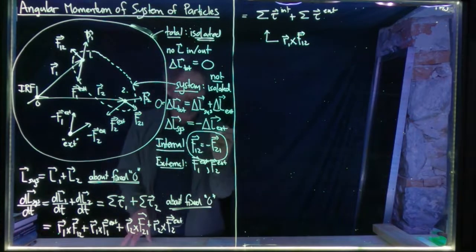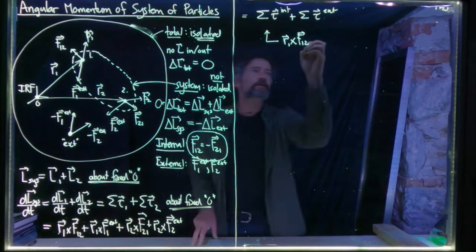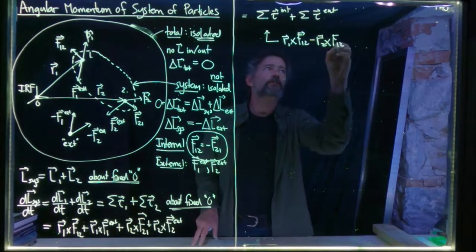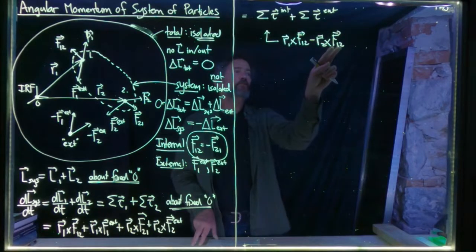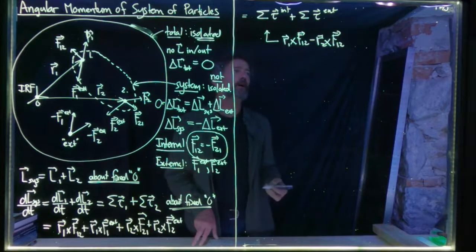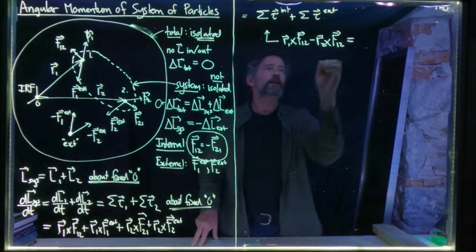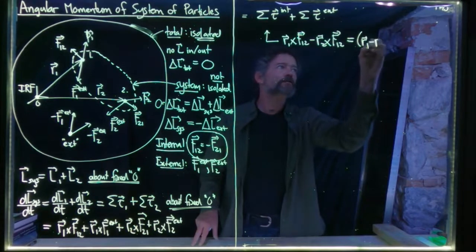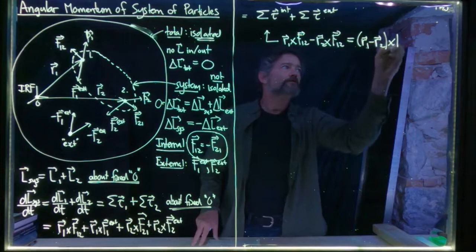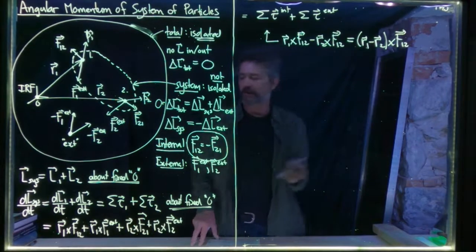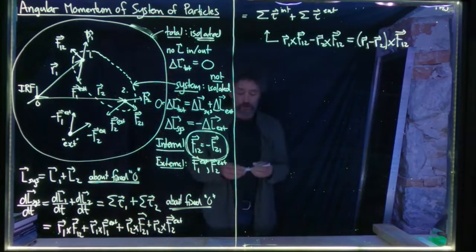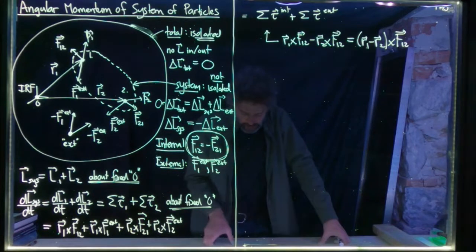But if we assume that F21 is negative F12, then this is negative R2 cross F12. We've just taken F21 and written it as negative F12. And so you can see that F12 is common to both, and so this is R1 minus R2 vector cross product with F12, assuming that the forces satisfy Newton's third law, action and reaction pairs of forces.